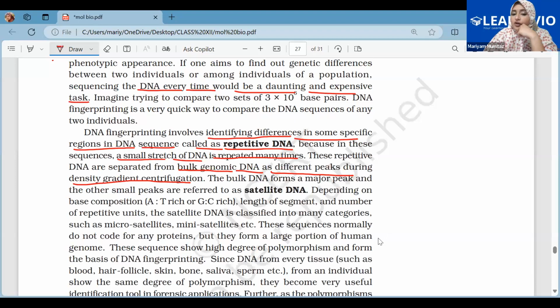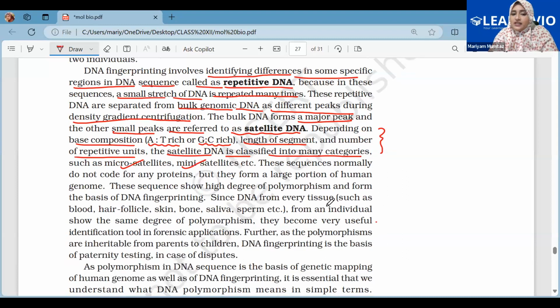Now the bulk DNA forms a major peak in that centrifugation, and the other small peaks are referred to as the satellite DNA. Now, depending upon the base composition, meaning whether it is adenine-thymine rich or guanine-cytosine rich, then the length of segment and the number of repetitive units, the satellite DNA is classified into many categories such as microsatellite, minisatellite. So you should know which are the factors by which we can differentiate amongst the different kinds of satellite DNA.